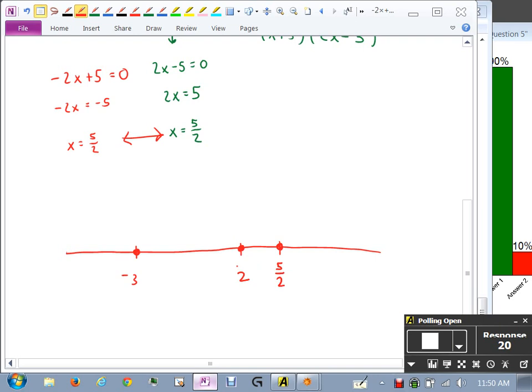What was our end behavior? Left went up, right went down. So it's going to go up on the left, down on the right, and then it crosses through on all of those. Like that. Okay, sorry, I just wanted to fix that. I know I went through that real haphazardly at the end.